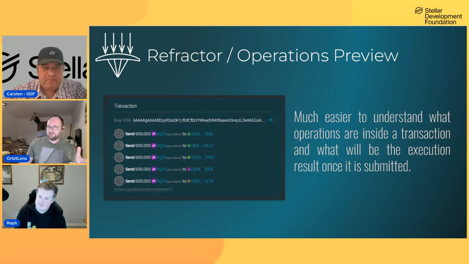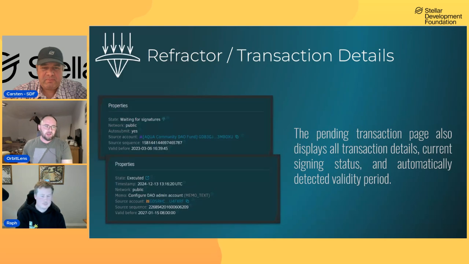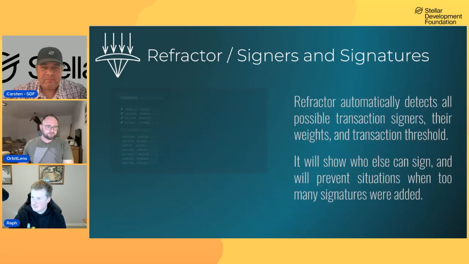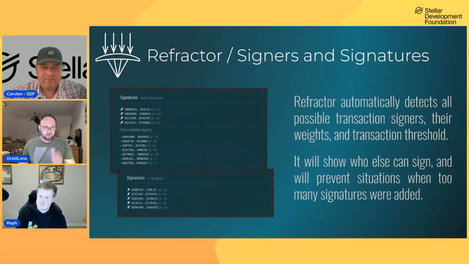That's how the transaction looks, right? And we can see here that it's much easier to understand what operations are inside, what the execution result will be, what the probable consequences are, and so on. The pending transaction page also displays all transaction details, current signing status, and automatically detected validity period. And the key part of it, signatures.